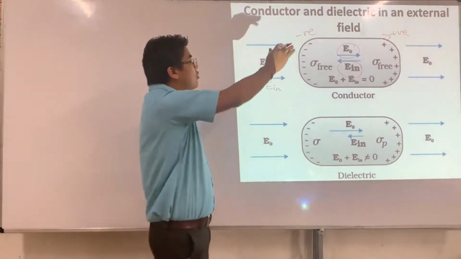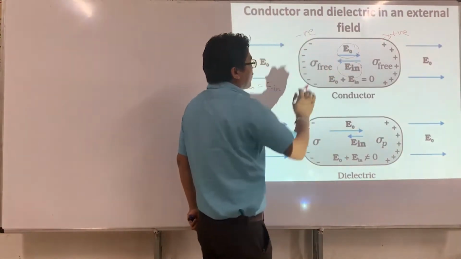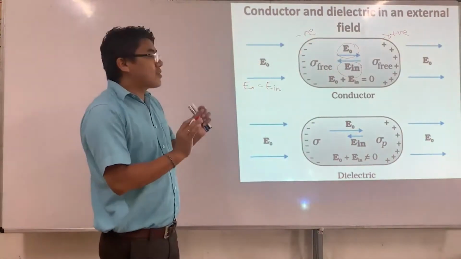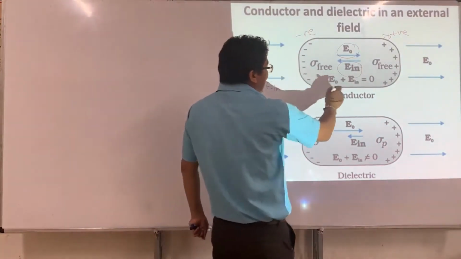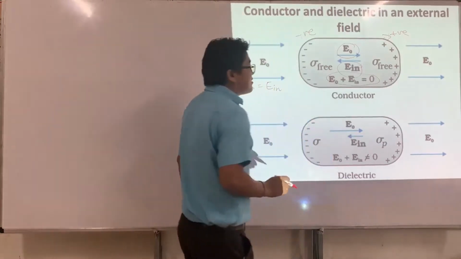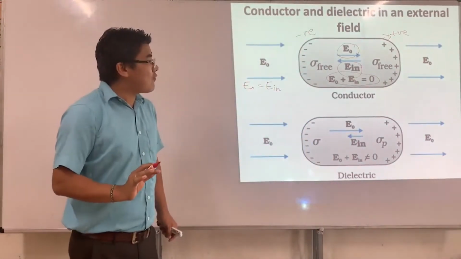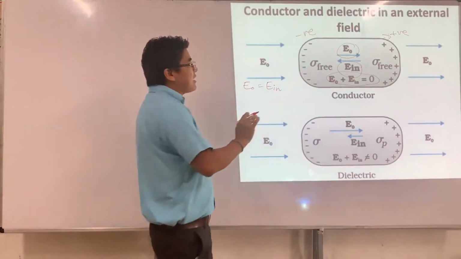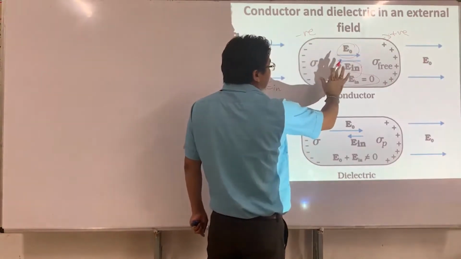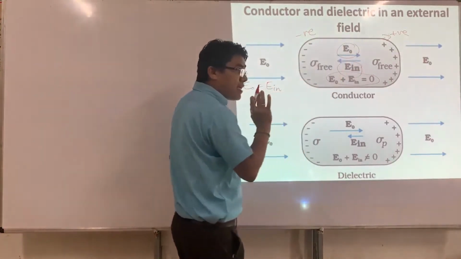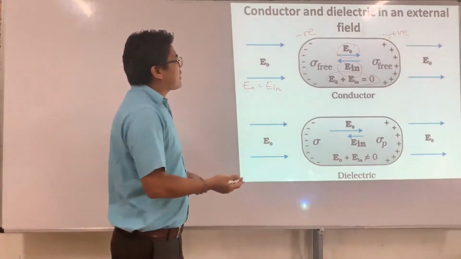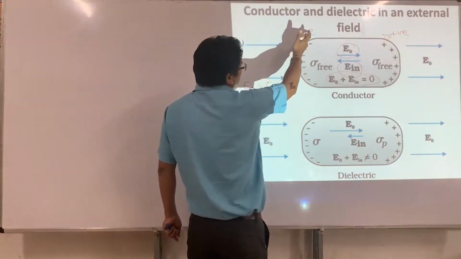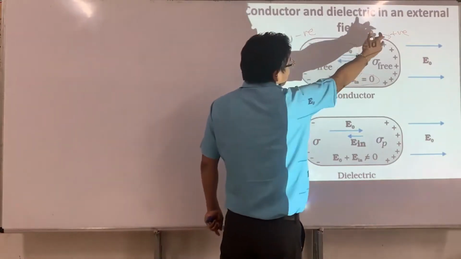Once the induced electric field is equal to the external electric field, the flow of free charge carriers will stop, and the net electric field inside the conductor remains 0. So we say that the net electric field inside a conductor will remain 0 after a very short period of time, and you will see a negative charge at this side and a positive charge at that side.